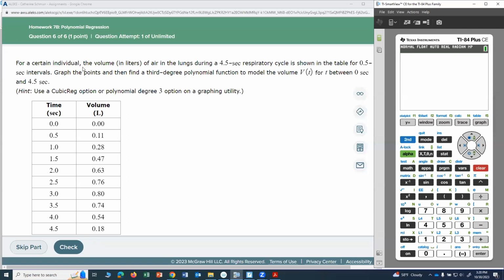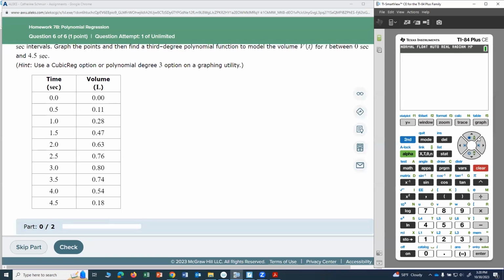This says for a certain individual, the volume in liters of air in the lungs during a 4.5-second respiratory cycle is shown in the table for 0.5-second intervals. Graph the points and then find the third-degree polynomial function to model the volume v of t for t between 0 seconds and 4.5 seconds. Hint, use a cubic regression option or a polynomial degree 3 option on a graphing utility.